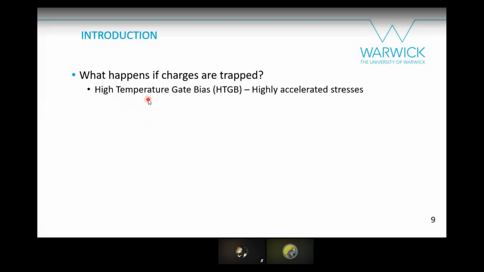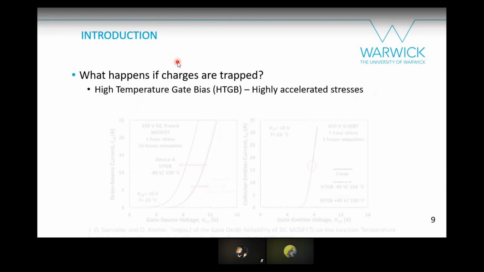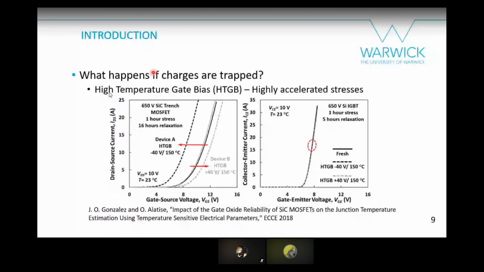We can verify that just using a high temperature gate bias test. Just consider it highly accelerated. You apply a high voltage to the device, and you will trap charges, and you will see what happens with the transfer characteristics. So that's here. You have an IGBT. You apply plus and minus 40 volts at 150 degrees. You check the transfer characteristics after 5 hours relaxation, everything at ambient temperature, and you see that there is no impact on the transfer characteristics.